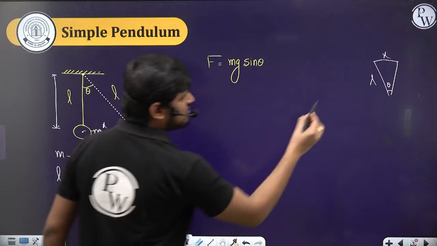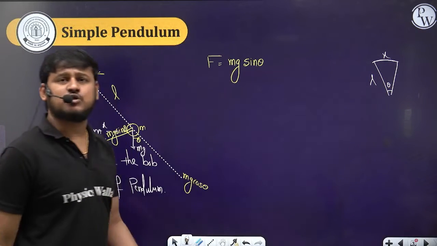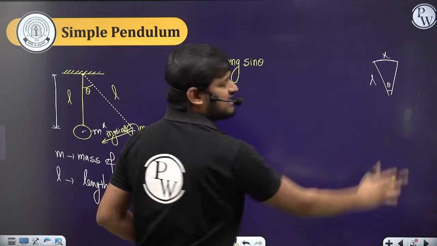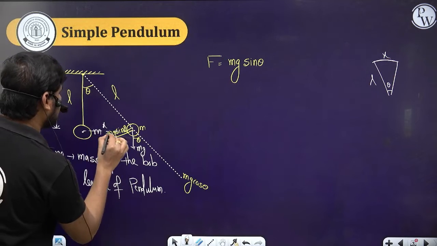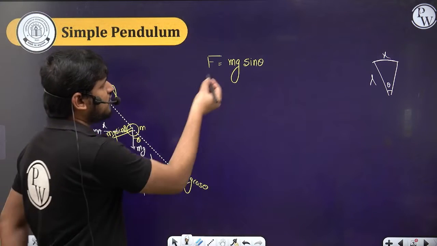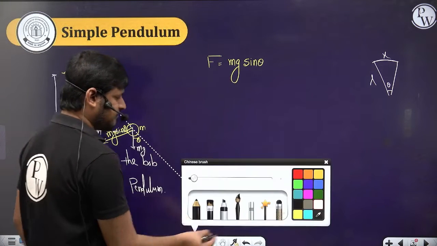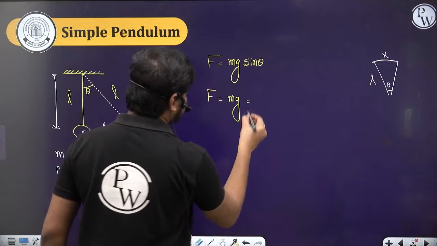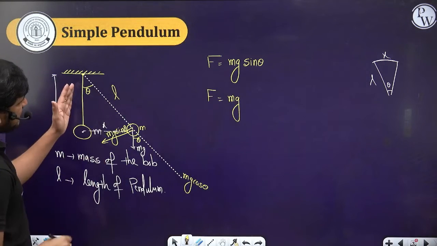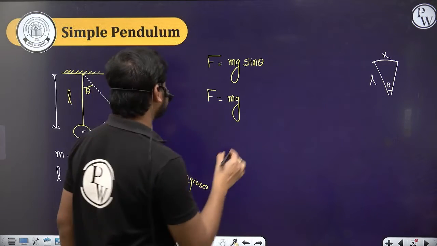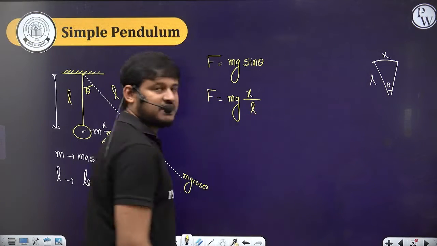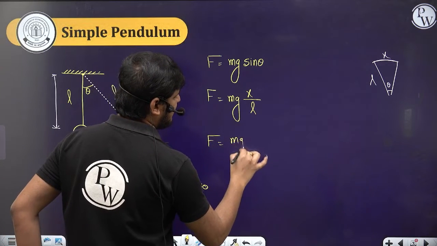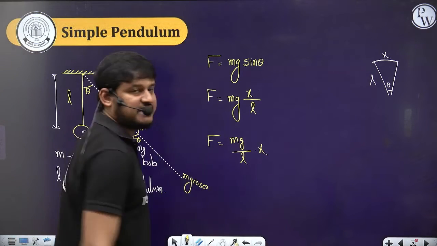So this is a somewhat curved part, but as the displacement is very small, slightly displaced, I can take this curved part as almost a straight line. Let it be x. So this distance from here to here we consider as x. Now F is equal to mg sin theta. From this triangle, sin theta is opposite by hypotenuse, so that is x by L. So now let me write this as mg by L into the displacement x.